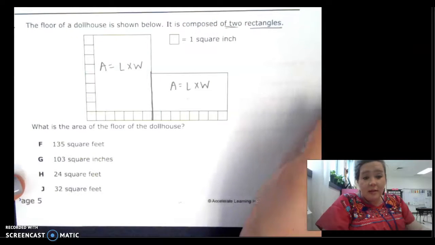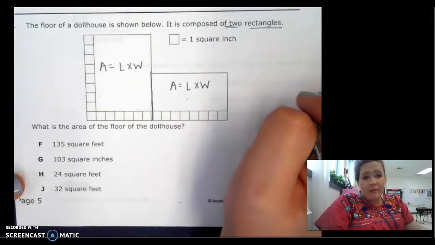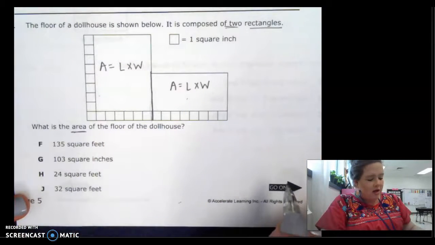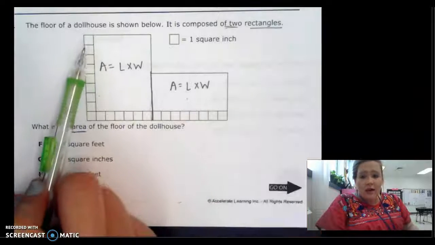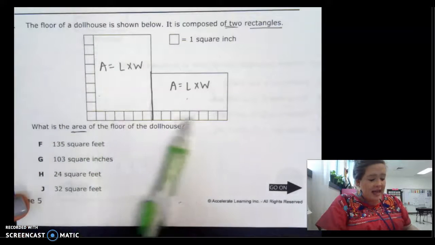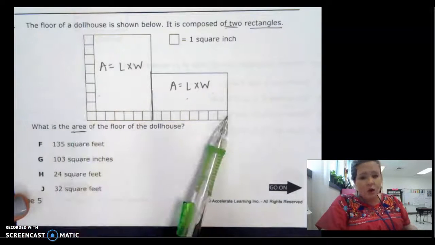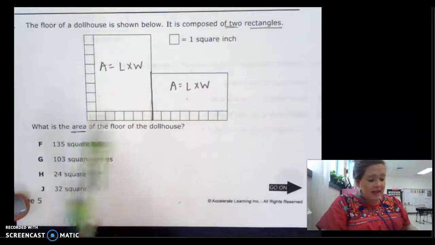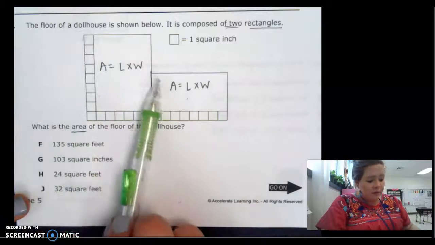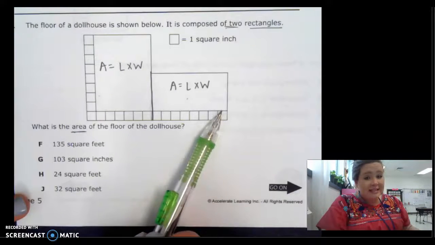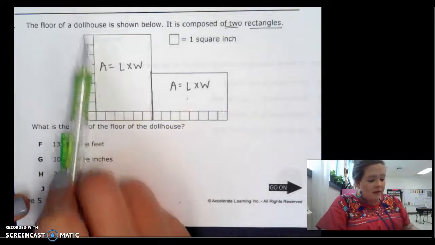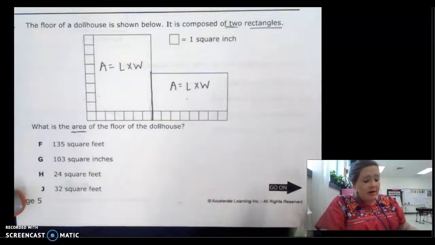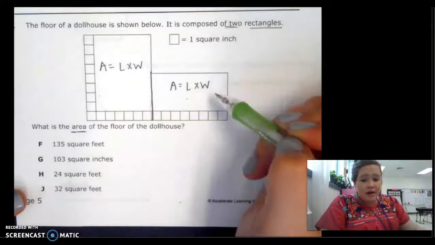It's really important that we remember that area you multiply and perimeter you add. What is the area of the floor of the dollhouse? Now, you cannot just find this and this. This is not your length and your width of your whole figure. This is 1 and this is 1 right here. This and this are part of this first rectangle. This and this are going to be part of my second rectangle. You cannot find this length and multiply them to get your area, okay? Because this is not a complete rectangle.